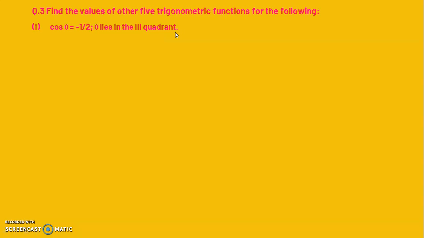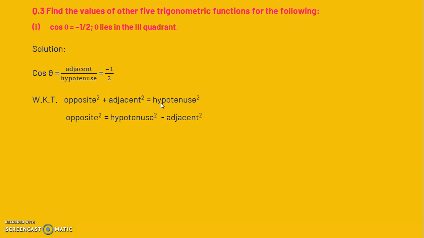So in the third quadrant, we know that only tan and cot are positive and all other trigonometric functions are negative. Okay, so we know that the formula for cos theta is adjacent by hypotenuse. So your cos theta is adjacent by hypotenuse, that is minus 1 by 2. So we can find the opposite easily by using the Pythagoras theorem, that is opposite square plus adjacent square is hypotenuse square. So your opposite square is hypotenuse square minus adjacent square.